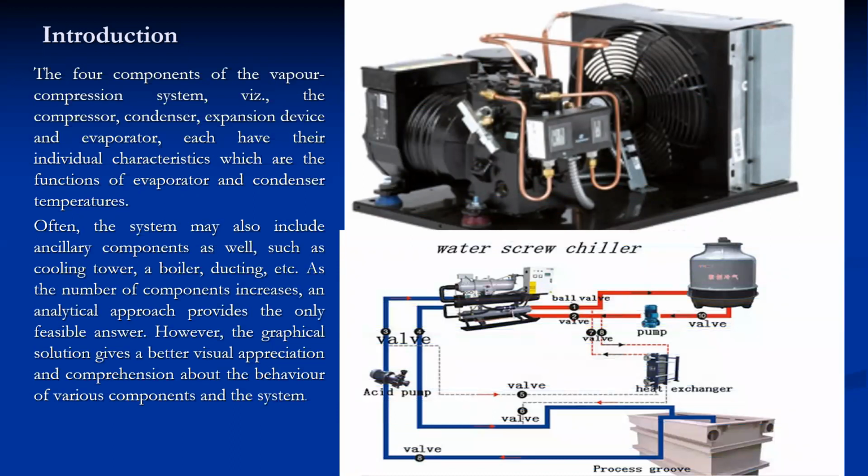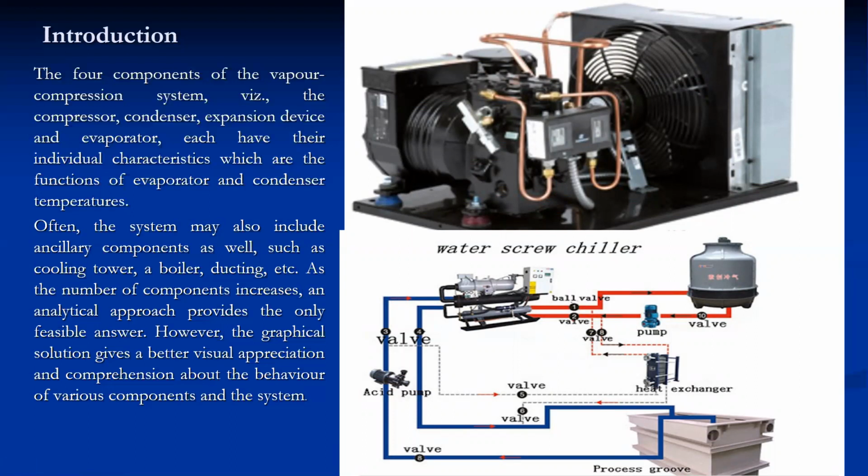But often the system may also include some ancillary components as well, such as cooling tower, boiler, ducting, etc. As the number of components increases, we can see that a pump is there, so pump characteristics are also involved. Then some intermediate heat exchangers are there. So if the number of components increases, an analytical approach provides the only feasible answer. However, the graphical solution gives a better visual appreciation and comprehension about the behavior of various components in the system.